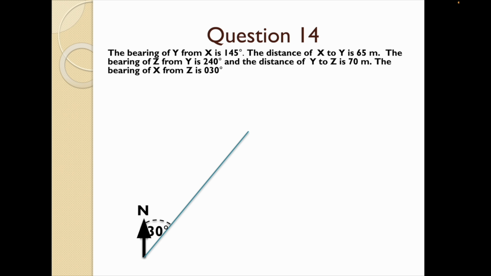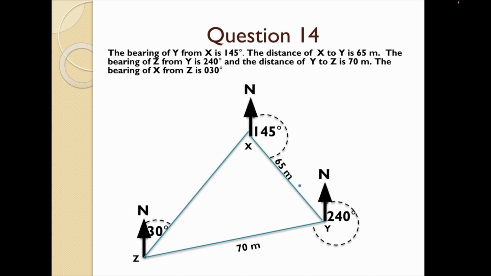Okay, so let's try this one here now. So the bearing of y from x is 145. The distance of x to y is 65 meters. The bearing of z from y is 240 and so forth, right? So this is essentially the same question that we had here, but now I'm adding a little extra piece. So here now we have this, and I'm saying that the bearing here is 30 degrees.